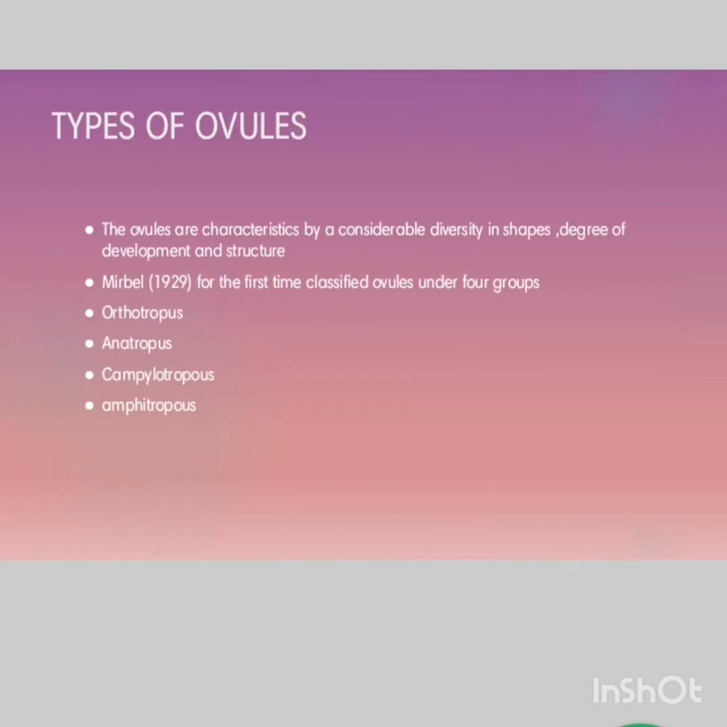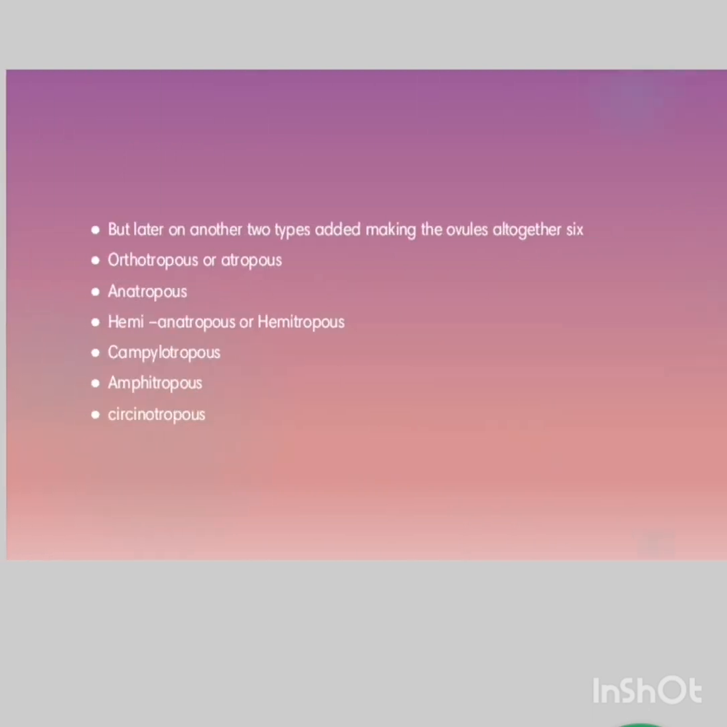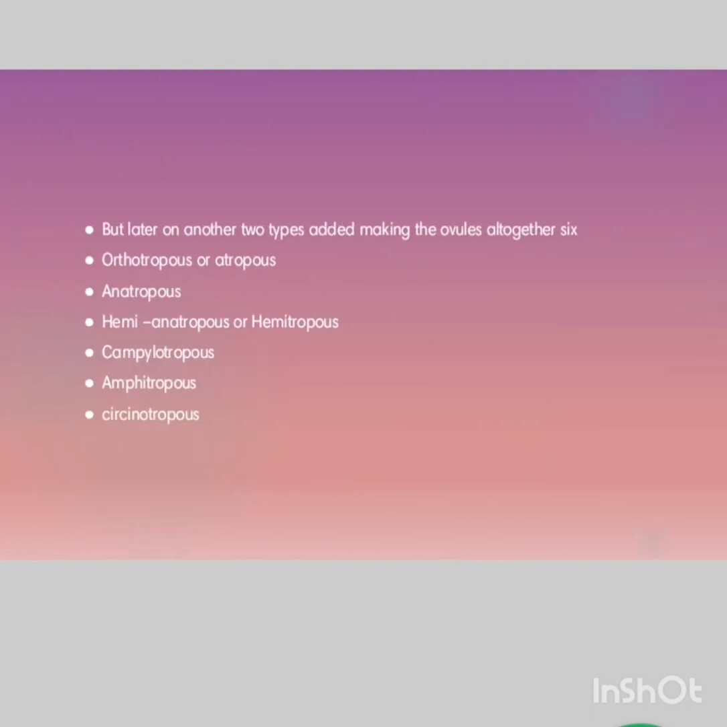And next, the types of the ovules. The ovules are characterized by considerable diversity in shapes, degrees of development and structures. Mirabel 1929 for the first time classified ovules under four groups: orthotropous, anatropous, campylotropous and amphitropous. But later on another two types were added, making the ovules altogether six: orthotropous or atropous, anatropous, hemianatropous or hemitropous, campylotropous, amphitropous and circinotropous.